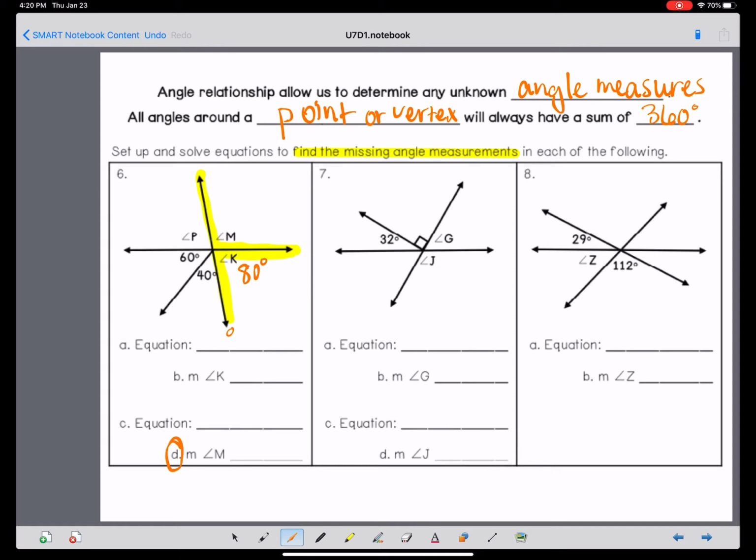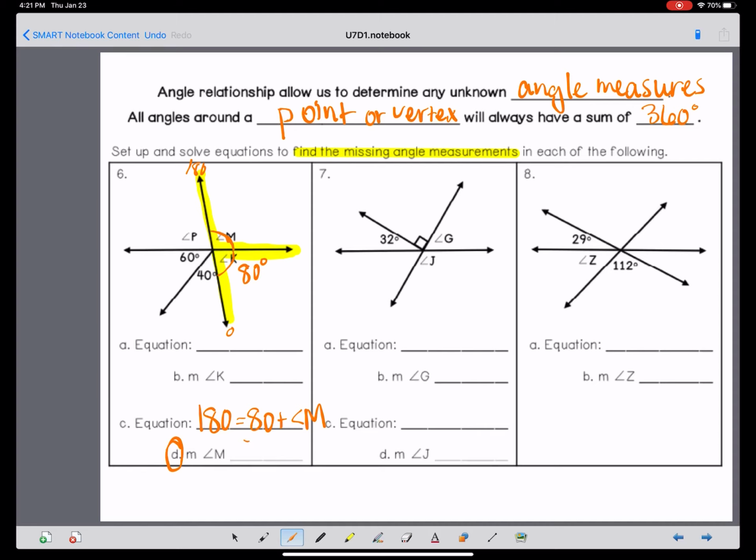Pretend this is 0 and this is 180. We have a straight line. Part of our angle creates 80 degrees. We need to figure out what the rest is going to be. So what you can do is 180 is equal to 80 degrees plus our angle M, or you could say plus X.